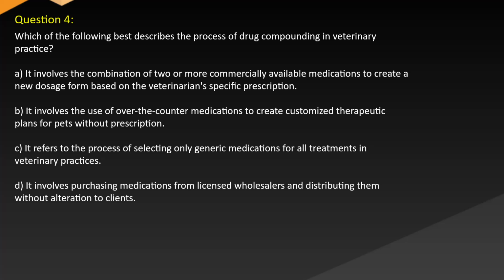B. It involves the use of over-the-counter medications to create customized therapeutic plans for pets without prescription. C. It refers to the process of selecting only generic medications for all treatments in veterinary practices. D. It involves purchasing medications from licensed wholesalers and distributing them without alteration to clients.